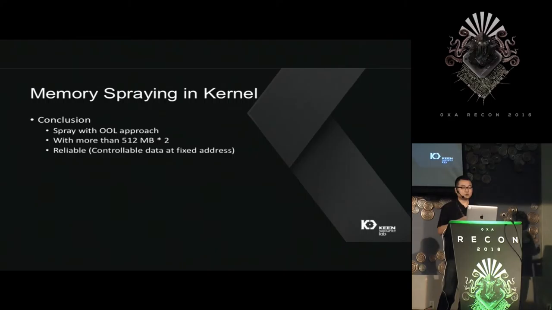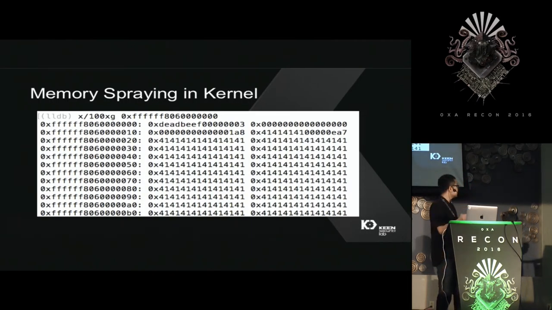So we can try to do the spraying with OOL with more than 512 megabytes multiplied by 2, which is 1 gigabyte. If we do 1 gigabyte of OOL spraying, we can do a very reliable memory spraying, which means you can have controllable data at a very fixed address. This graph shows that with more than 1 gigabyte of spraying, you can have controllable data at a very fixed address.